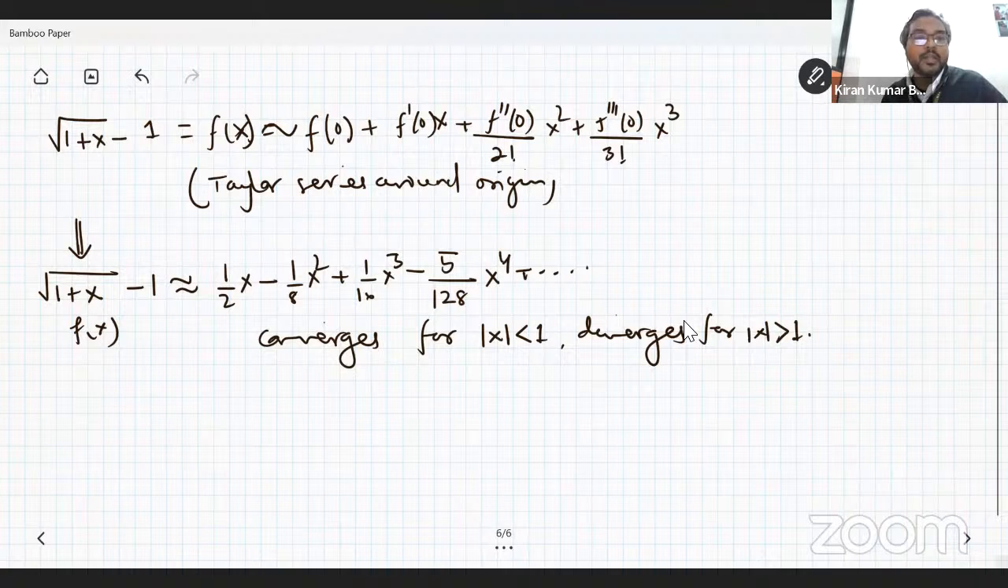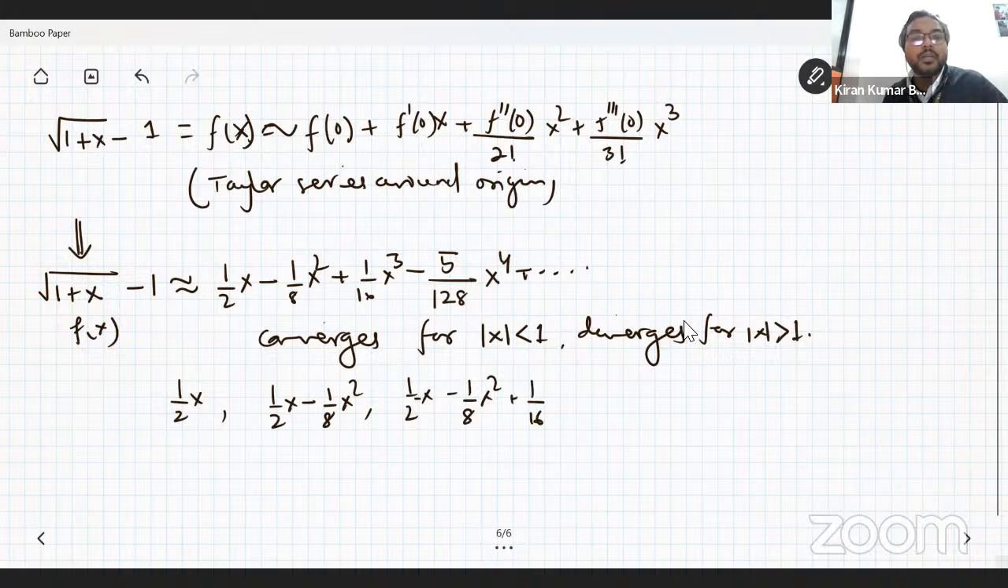So the first approximant is 1 + (1/2)x. The second is 1 + (1/2)x - (1/8)x². The third is 1 + (1/2)x - (1/8)x² + (1/16)x³ and so on, right? So while in the Taylor series expansion we have a sequence of polynomials that converge to the function, in case of continued fractions, we have a sequence of rational functions that converges to the function. So this is the difference between a Taylor series expansion and the continued fraction expansion.